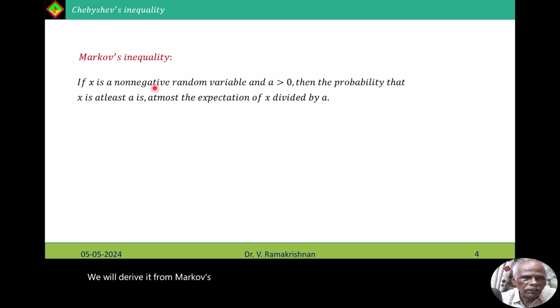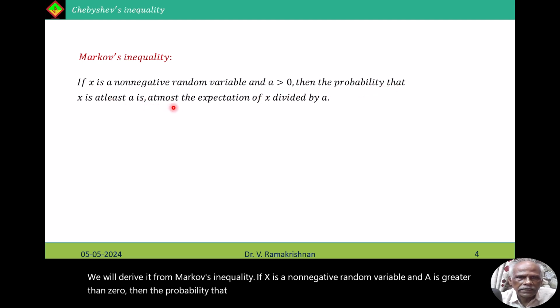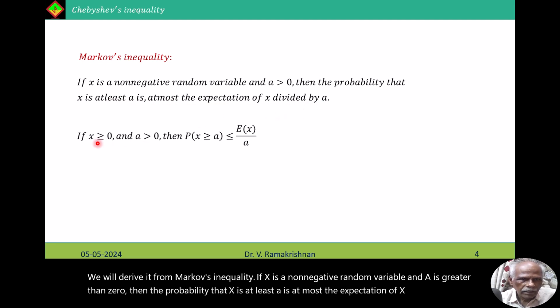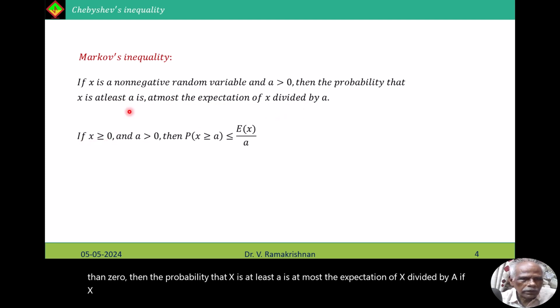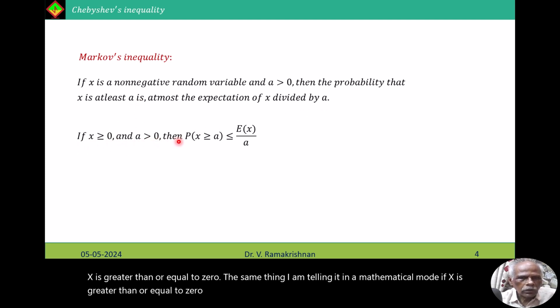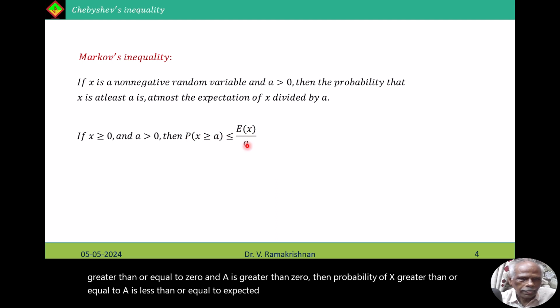If x is a non-negative random variable and a is greater than 0, then the probability that x is at least a is at most the expectation of x divided by a. The same thing I am telling in a mathematical mode. If x is greater than or equal to 0 and a is greater than 0, then probability of x greater than or equal to a is less than or equal to expected value of x divided by a.